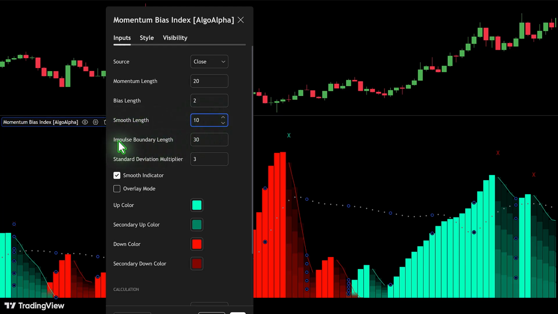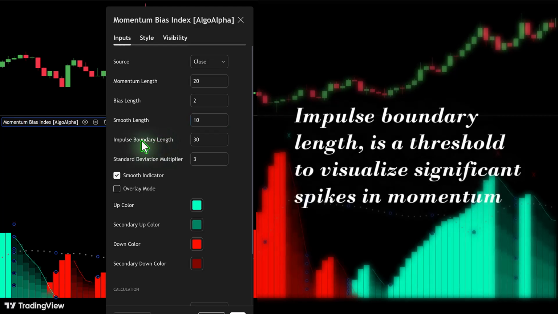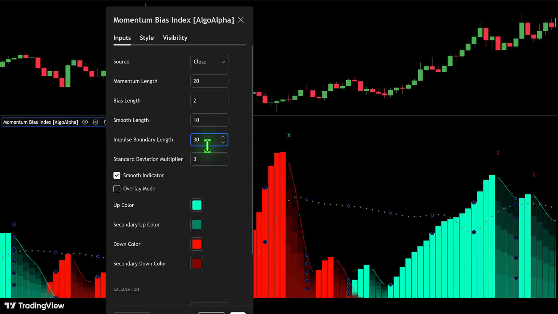Now this impulse boundary length, which is a threshold to visualize significant spikes in momentum, you will have to leave it at 30 as well. Then for the standard deviation multiplier, you can adjust it to increase the noise tolerance of the impulse boundary.